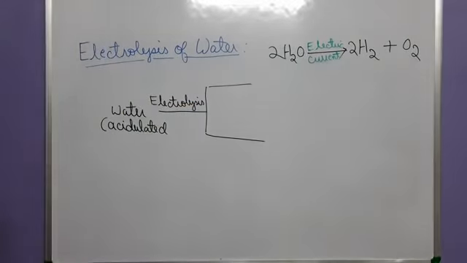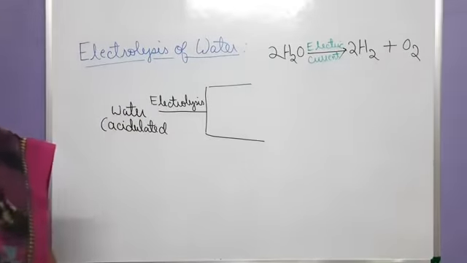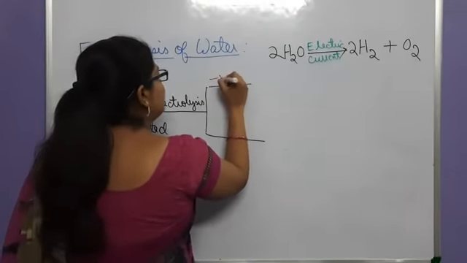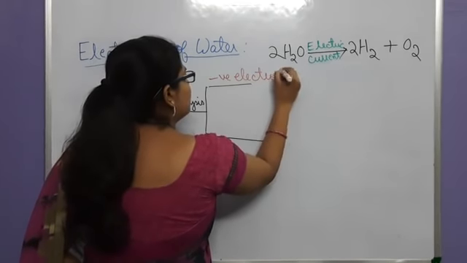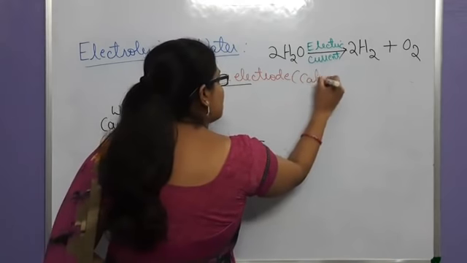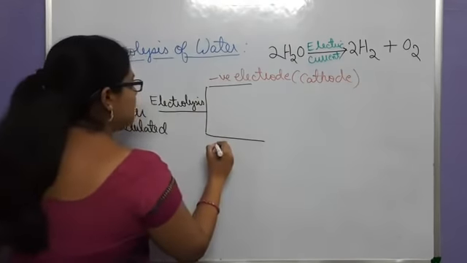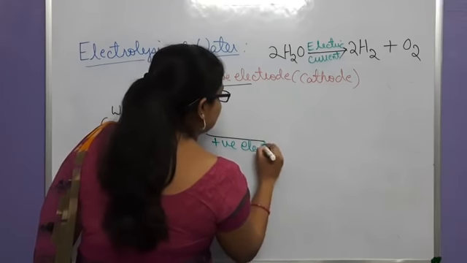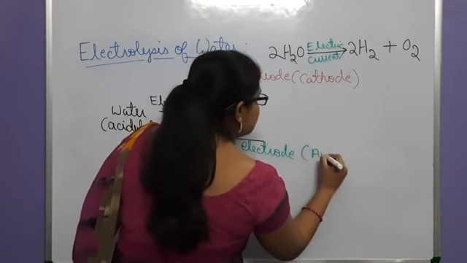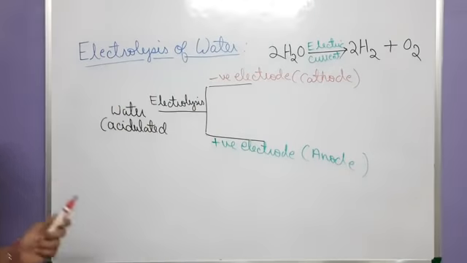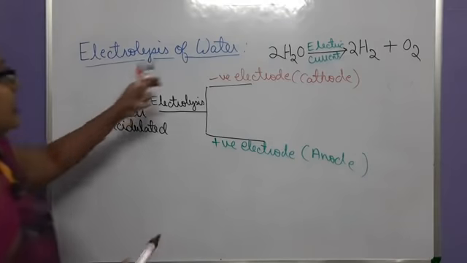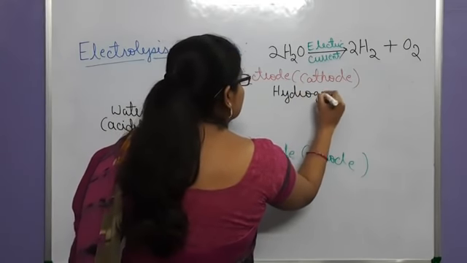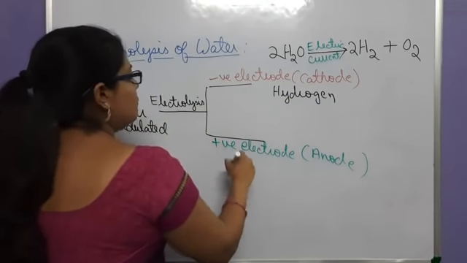Electrolysis is carried out. Then one portion will be the negative electrode, that is the cathode, and the other portion will be the positive electrode, that is the anode. Then where will the hydrogen be collected? Hydrogen will be collected at the negative electrode, that is the cathode. And at the positive electrode, what is collected? Oxygen.